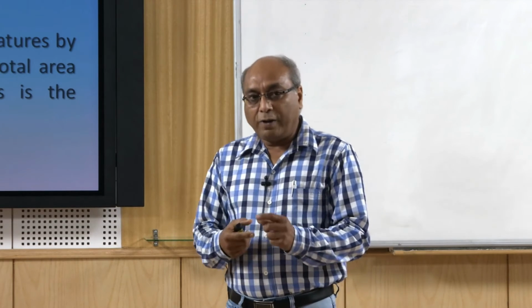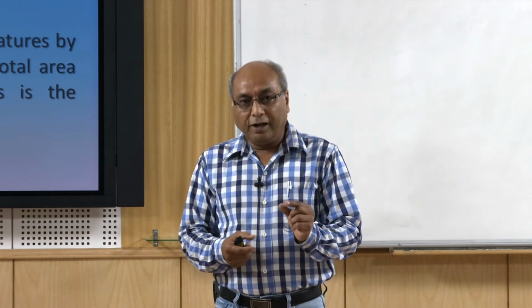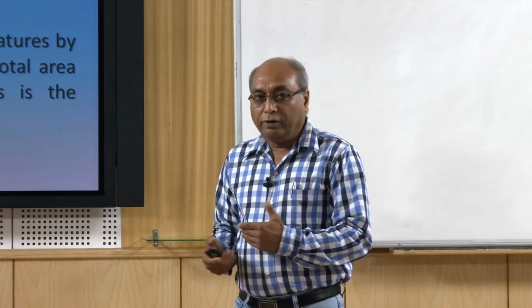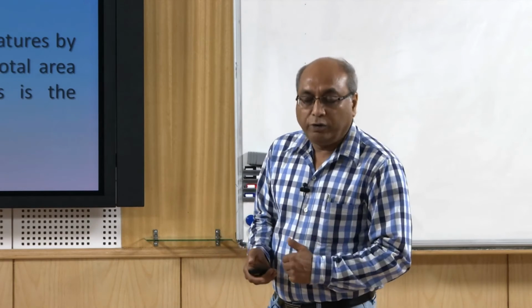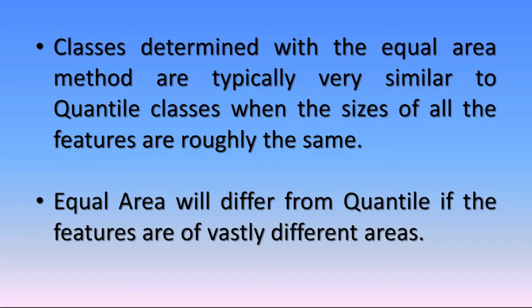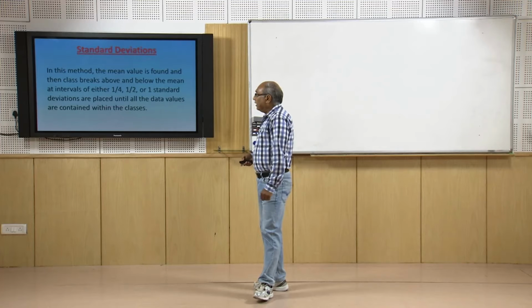So instead of having equal interval, now you are looking at equal area, and in polygons it is possible to achieve this. The classes determined with the equal area method are typically very similar to quantile classes when the sizes of all the features are roughly the same, and equal area will differ from quantile if the features are of vastly different areas.